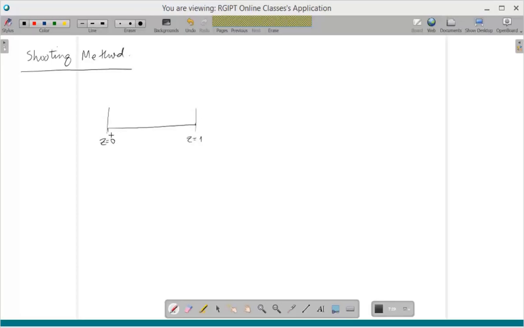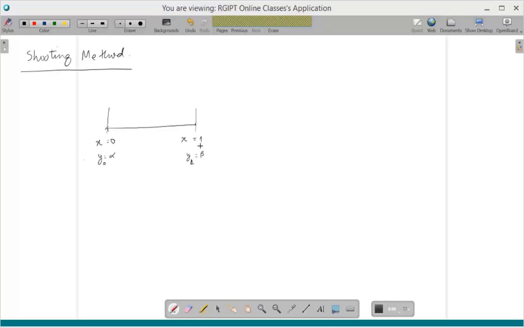Let's say you're given a function y. y is a function of x, that's my independent variable x, and y is the dependent variable. So y values are given to be some value y0, some value yl. Let's say these are alpha and beta.